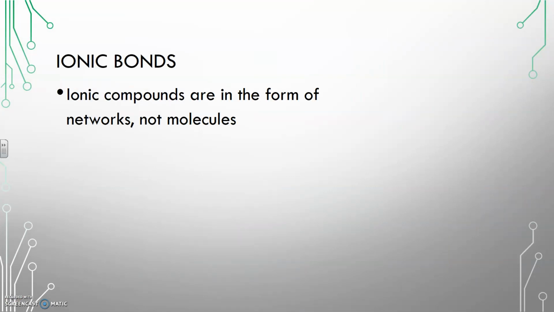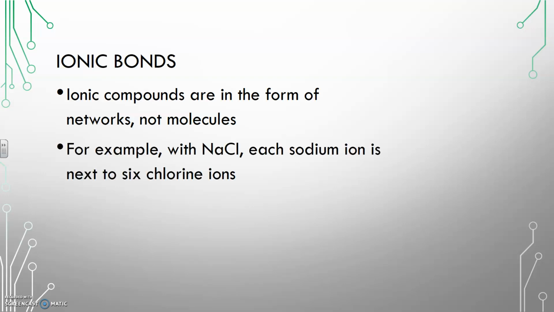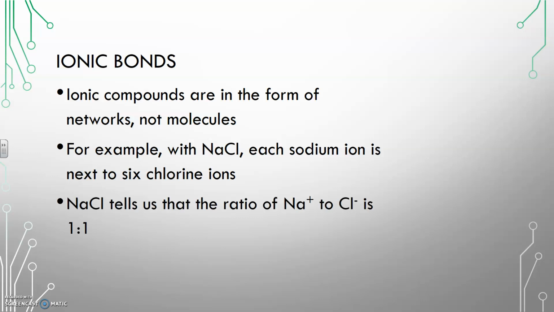Ionic compounds are in the form of networks, not molecules. We talked about this a little bit in the last section. Ionic compounds form these network solids. They are not known as molecules. For example, with NaCl, sodium chloride, each sodium ion is next to 6 chlorine ions. The NaCl tells us that the ratio of sodium to chlorine is 1:1. For every sodium ion, there is 1 chlorine ion, and for every chlorine, there is 1 sodium.